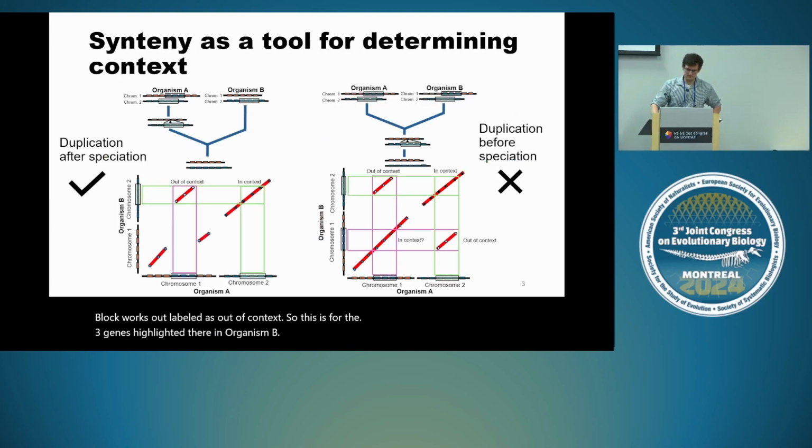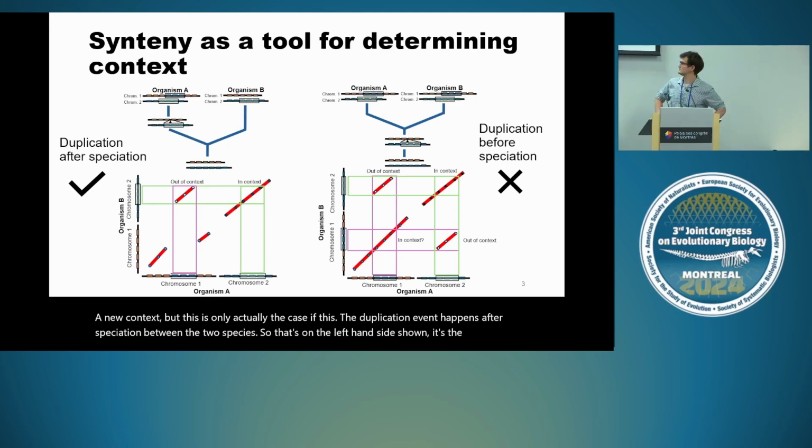So we can actually use synteny, defined in the microsynteny way, not in the other definition, to figure out which copies of which genes are in the original context and which are in a new context. But this is only actually the case if this duplication event happens after speciation between the two species. So that's on the left-hand side shown. It's the same thing I showed you last slide.